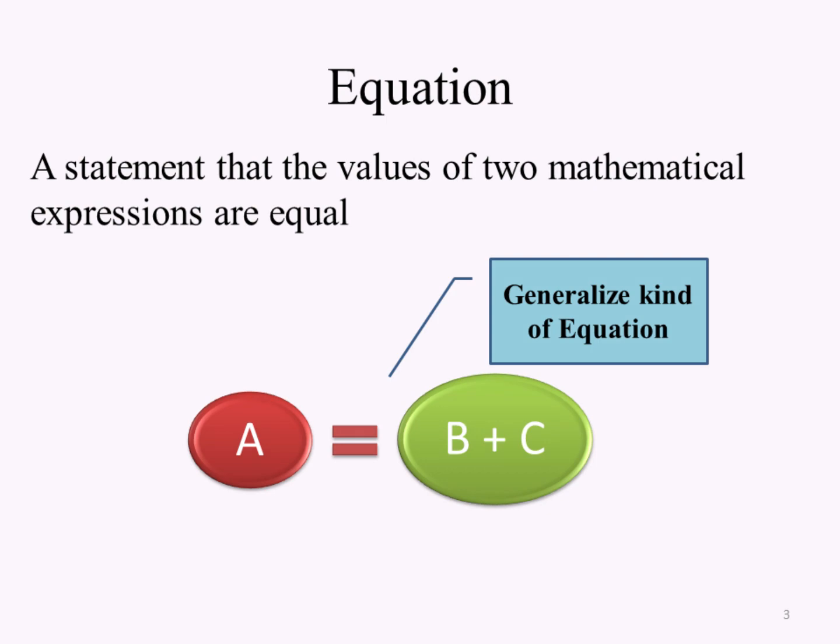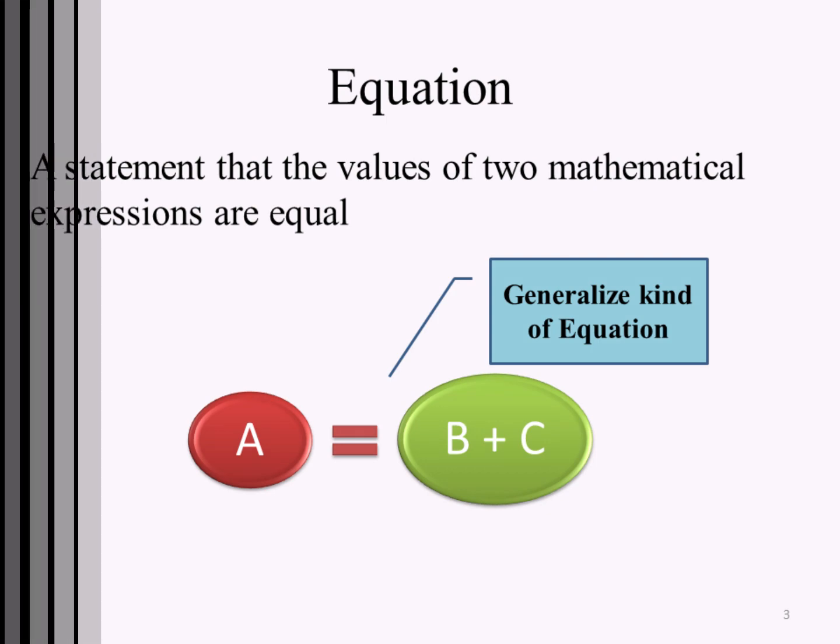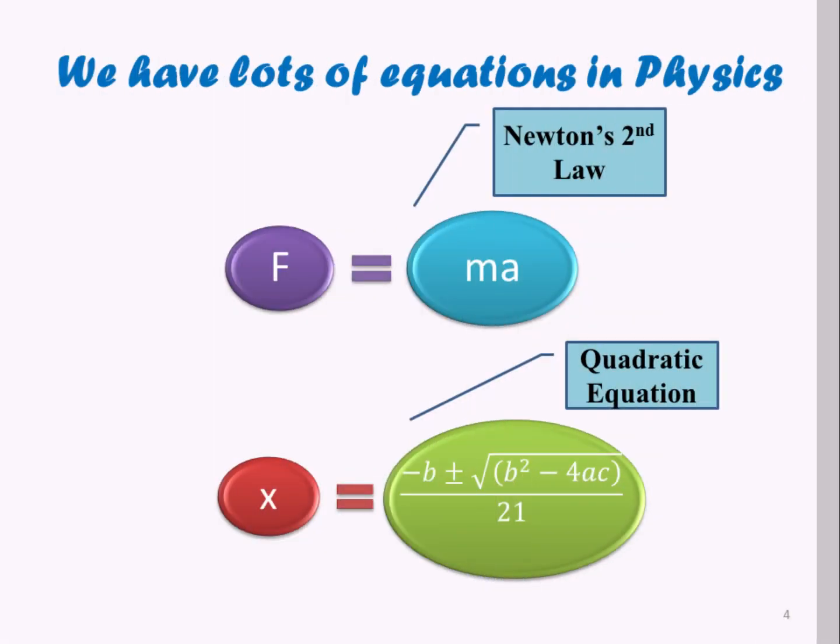But that's a generalized kind of equation. We can have a lot of equations in physics. For example, F is equal to ma, Newton's second law, is an equation that represents a lot of physics behind it. That's basically a mathematical model. Any equation represents a model that shows the relationship between the variables, between the physical quantities.